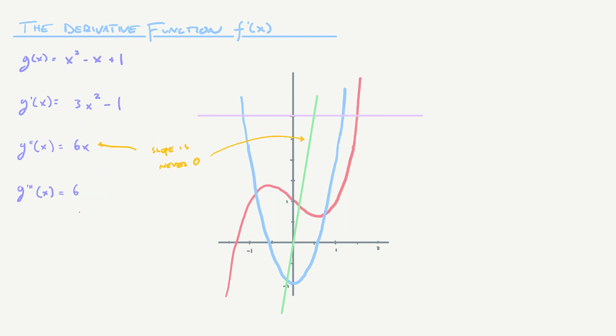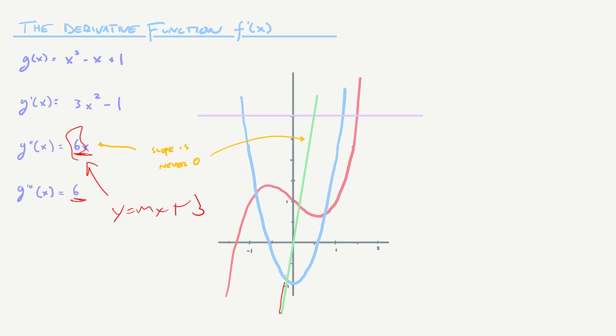Now, g triple prime being a constant function like this actually does make a lot of sense, because remember, it's modeling the slope of the function that came before it, of its antiderivative, as we'll soon learn that term to be. But this is just a y equals mx plus b sort of equation here. It's linear, and so it's no surprise that its slope never changes. It's always going to be 6.